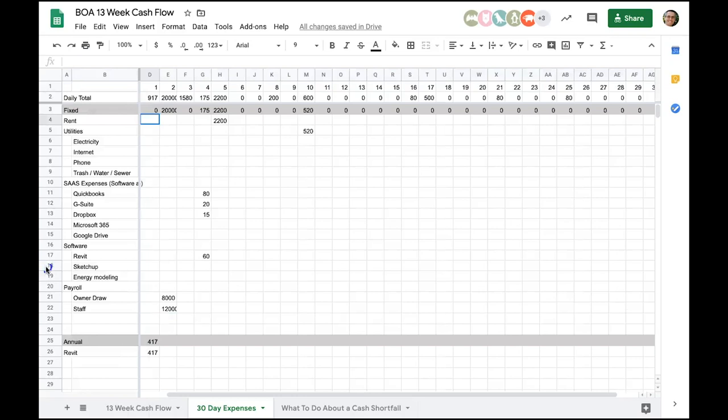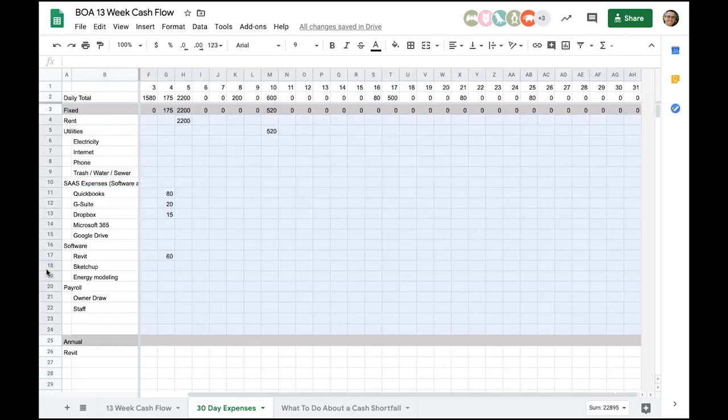Say, for instance, on the 2nd, payroll is due, our owner draw and our staff payroll. So we're going to say 12,000 plus 8,000, that would be 20,000 due on the 2nd of every month, right? And we can do that with all the expenses we have in the firm. SaaS expenses, which would be software as a service. We have expenses like QuickBooks, G Suite if we use it, Dropbox, any cloud services, software, basically any fixed expenses that we know we're going to have to spend throughout the month. We want to get them here on the spreadsheet, and it will calculate them up here on the top in terms of how much money we're spending every single day.